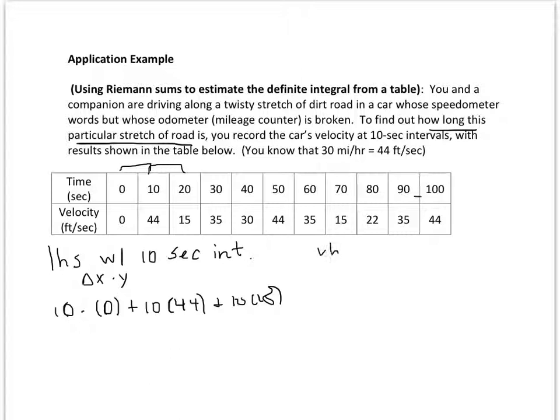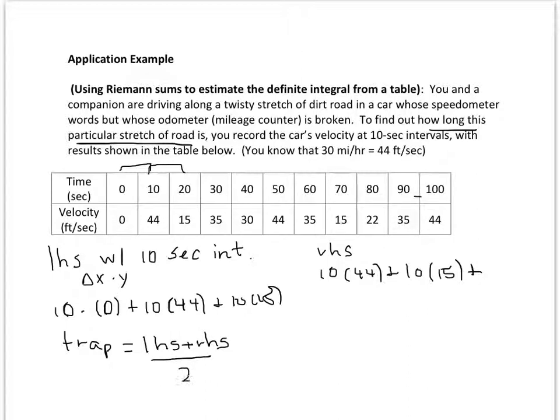If I were doing a right-hand sum, I would start with 10 times 44, plus 10 times 15, plus so on, and I'd stop with 10 times 44 out here on this end. If I were doing a trapezoidal sum, I would find the left and right-hand sum and average them. If I'm finding a midpoint sum, I can't do that with 10-second intervals. So let's say I wanted to do a midpoint with 20-second intervals.